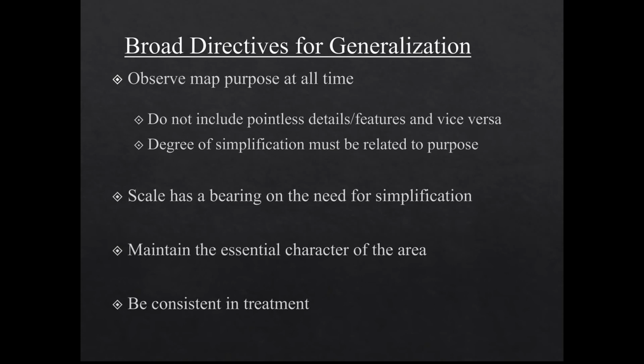Again, you should maintain the essential character of the feature and area. Even if the features have been fused, simplified, displaced, omitted, or exaggerated, the map reader should still identify those features. And lastly, be consistent in your treatment. If you omit a large number of one type of feature layers on a map, but you do not omit any other type of feature layer on the map, the user may assume that the map layer with all of the omitted features is just as accurate as the detailed layer.